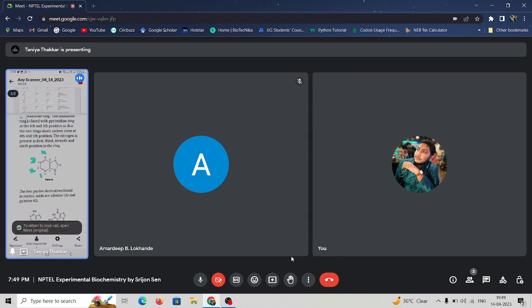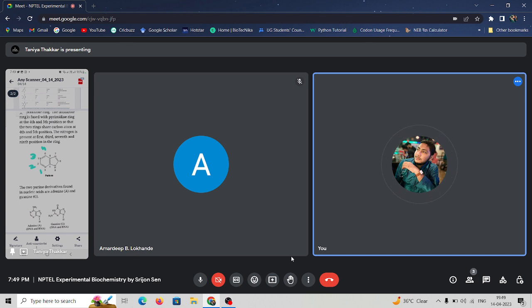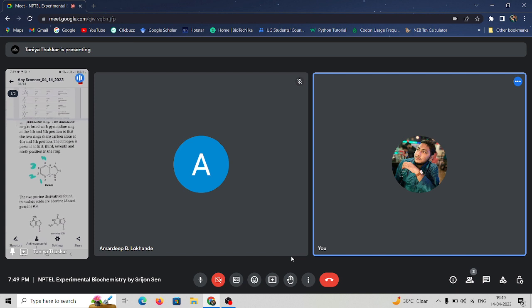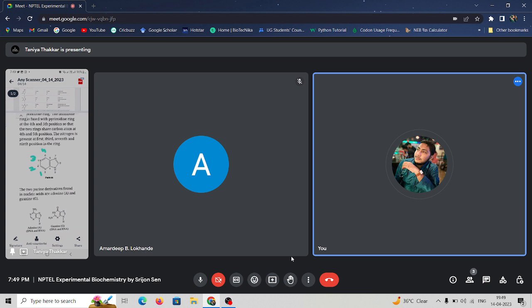I was just confused with the numbering of this purine. We can also number it this way, no? The one which I have marked in blue color. Can you please enlarge it? Okay, I'm trying.